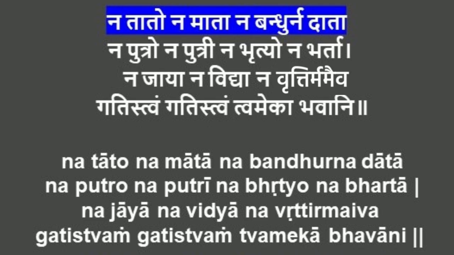This is the whole verse, and here there are four metrical lines, and altogether there are 48 syllables. Each metrical line has 12 syllables. Suppose we scan any one of the lines. Say, for example, we take the first line of this verse. The first line is na ta to, na ma ta, na bandhur, na da ta.